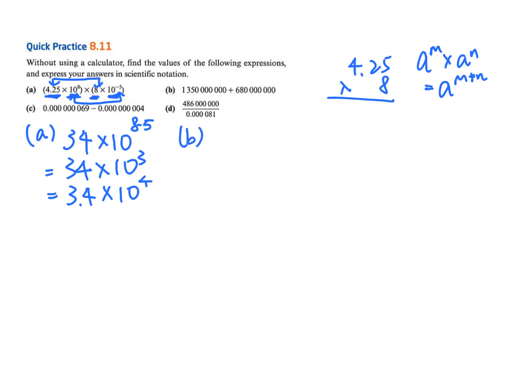OK, and then for part B, so the numbers are very big. Okay, so once again you have to move it a little bit. Okay, so 1, 2, 3, 4, 5, 6, 7, 8, 9. So would be 1.35 times 10 to the power 9. Okay, so here would be 1, 2, 3, 4, 5, 6, 7, 8. So would be plus 6.8 times 10 to the power 8.